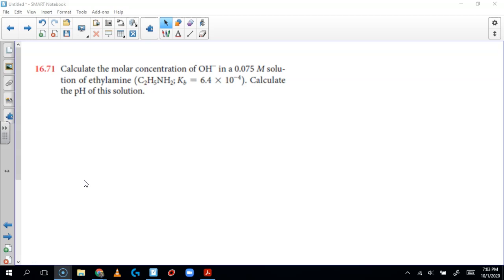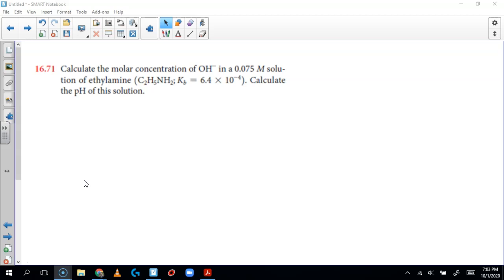Hey everybody, I just wanted to spend a little bit of time going over question 16.71 in Brown-LeMay-Bursten. This is a question where we are going to use Kb to determine the pH of the solution. This problem is primarily straightforward, not to say that it's not going to be long, but it's definitely straightforward in terms of determining the pH of the solution.